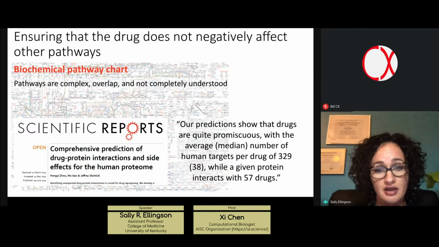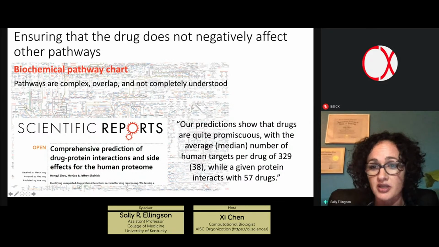In addition to that, drugs have been shown to be very promiscuous, meaning that they probably will not bind to just the protein of interest that is relevant to the disease, but it can bind to lots of other things in the body. And this study that did a prediction of a genome-wide drug-protein interaction said: our predictions show that drugs are quite promiscuous, with the average number of human targets per drug of 329 and the median being 38, while a given protein interacts with 57 drugs.